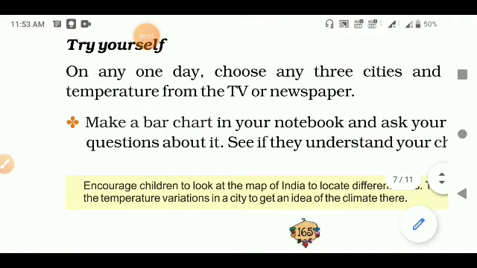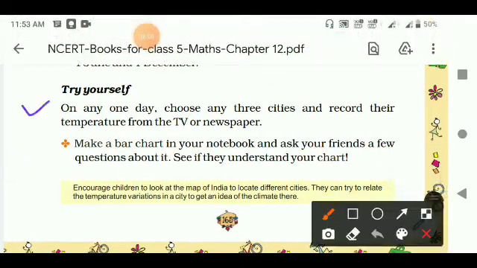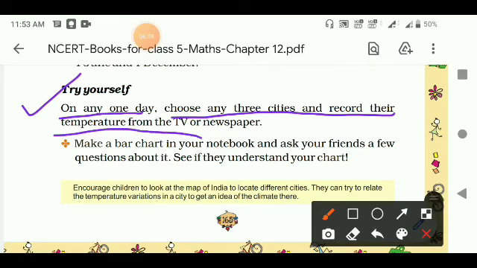Now try yourself. On any one day, choose any 3 cities and record their temperature from the TV or newspaper. And then make a bar chart in your notebook and ask your friends a few questions about it. See if they understand your chart. Students, first you have to record the temperature of 3 cities. Then you have to make a bar graph. And after that, ask your friends a few questions about it. So this is an activity you can do yourself.